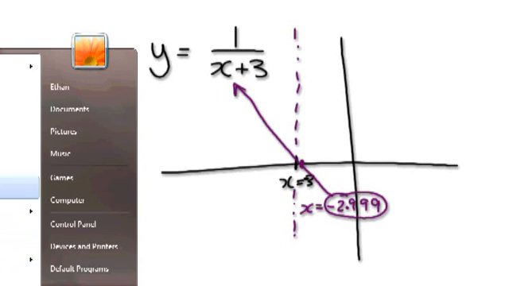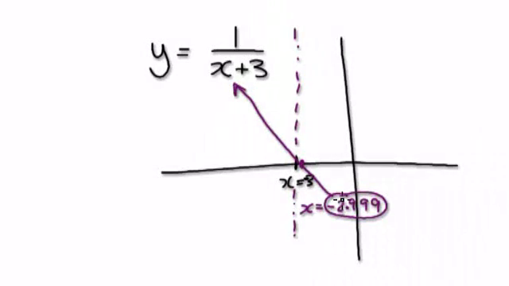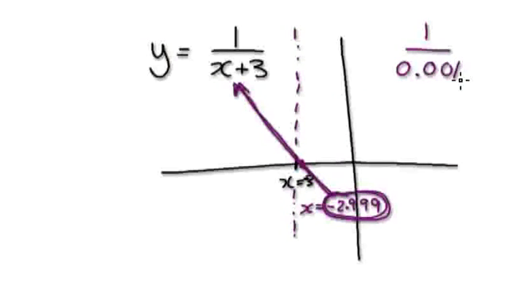Jump to a calculator if you want. Let's get a calculator. So negative 2.999, and then we're going to add 3. That should give us a really small number, but a small positive number. So when you put -2.999 into here, it will give us 1/0.001. So it will give us this number here.